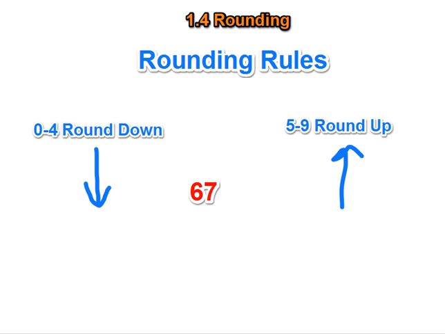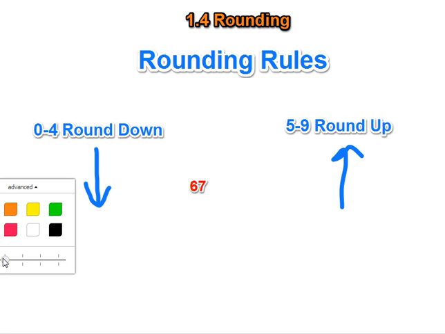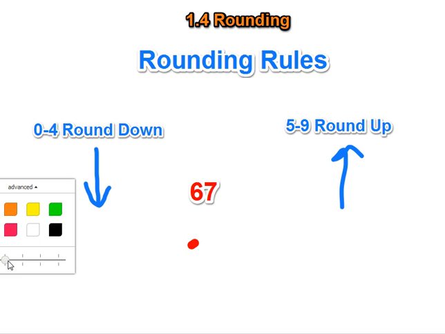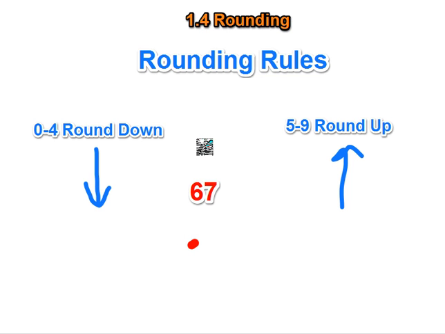Okay, let's look at the number 67 here. With 67, we're going to do the same thing we did. Oops, I'm making the number smaller. We're going to do the same thing we did on the last one, and we're going to underline the tens place first. So we can see here the 6 is in the tens place.